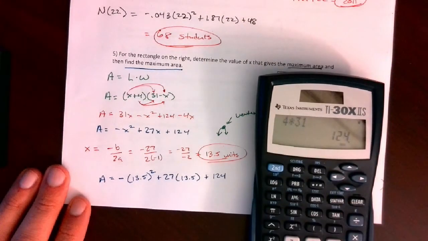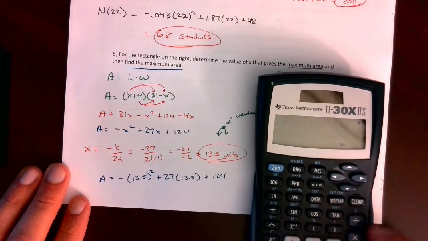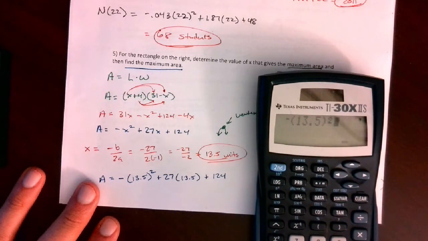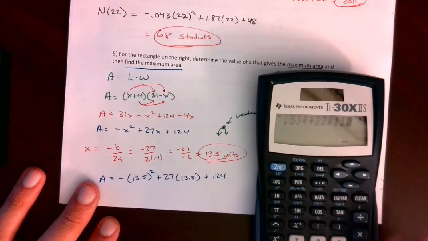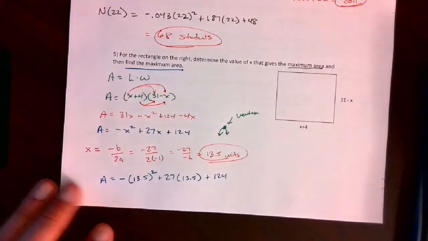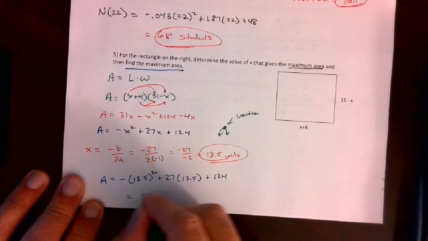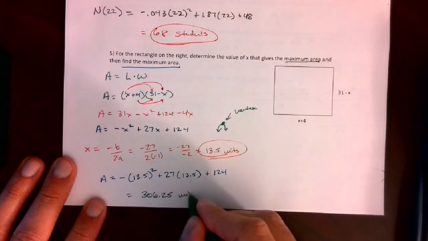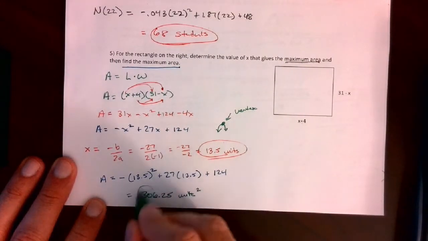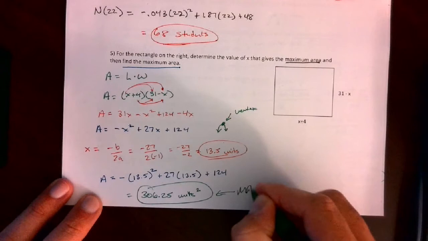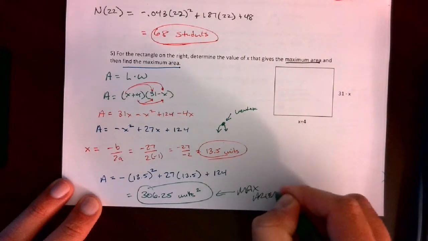And we can evaluate this. You can use your calculator. Make sure you follow order of operations. If you don't have a calculator, it displays it on the screen. So I have negative, and then in parentheses 13.5 squared. Right, so the negative is not getting squared, just 13.5, plus 27 times 13.5 plus 124. And I get 306.25. So this equals 306.25. What are the units? Well, we don't know what the units are, but they're units squared, square units. You know what I'm saying? Because area always has units that are squared. This is the maximum area.